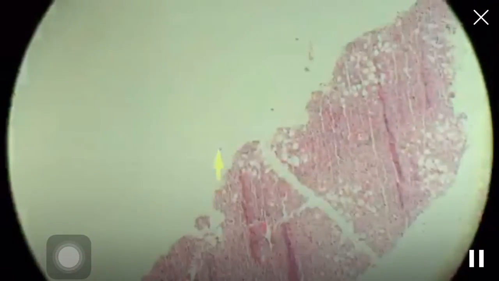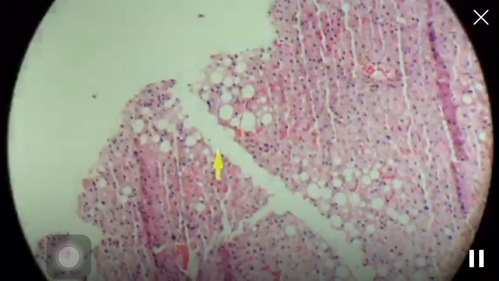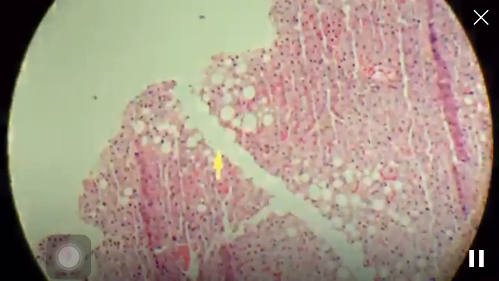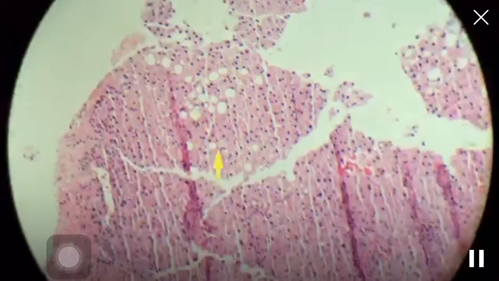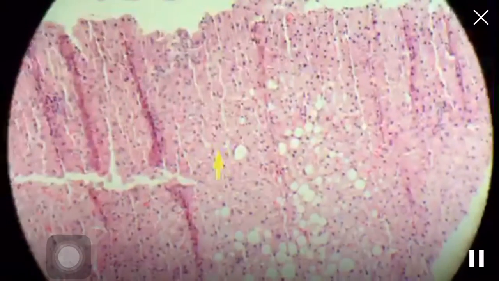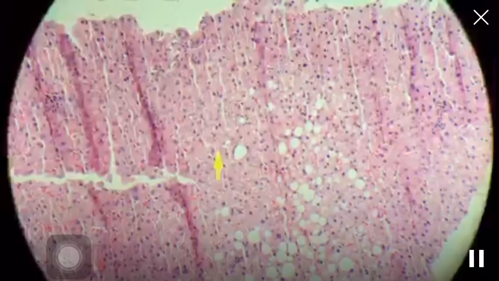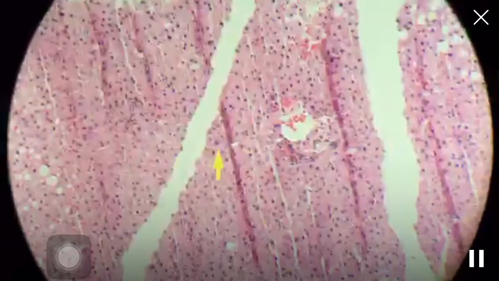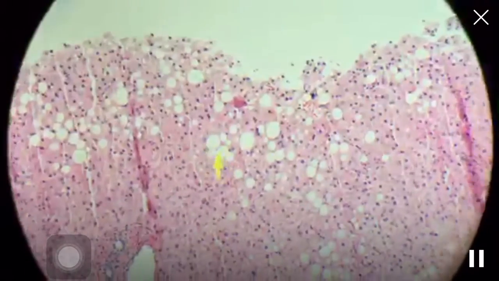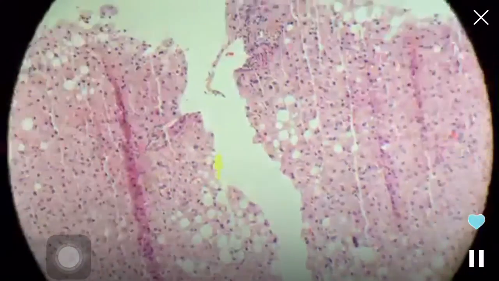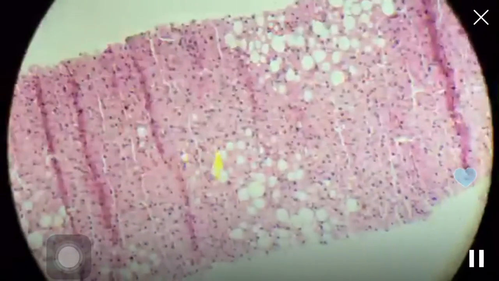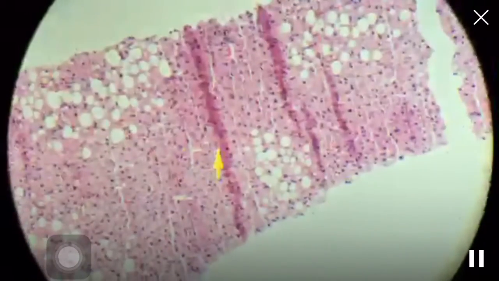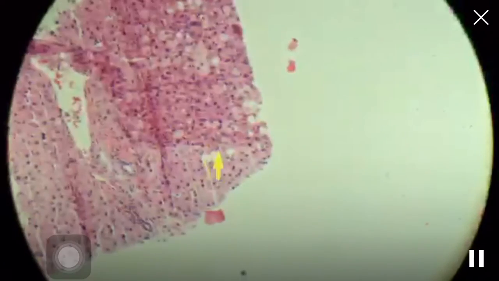Steatohepatitis. So for that, I go to high power. And I look around. I don't see a neutrophilic infiltrate, and that's pretty much the least common thing. And I'm really not seeing any steatohepatitis. So steatohepatitis, absent.